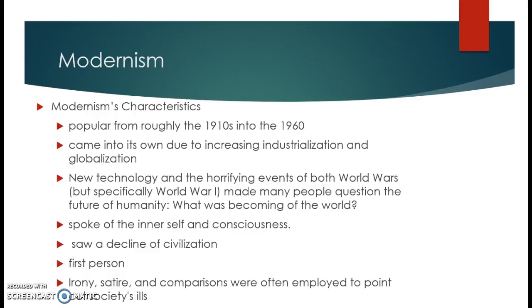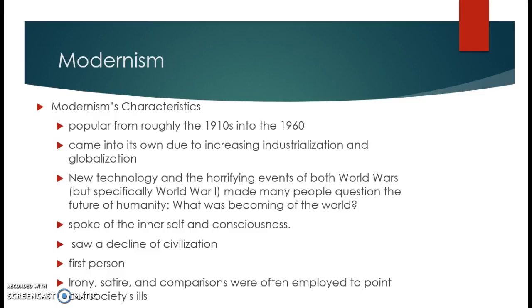So this new technology and the horrifying events of both World Wars, World War I and II, but specifically World War I, made many people question the future of humanity and what was happening to the world. Fitzgerald was one of the writers that responded to this. He wrote The Great Gatsby, which is set after World War I, and that really influenced what he was writing about.